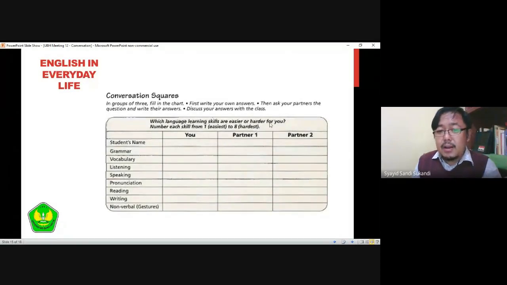Okay, which language learning skills are easier or harder for you? Easier, paling gampang, or paling sulit. The scale is from 1, easiest, to 8. For example, you list 1, 2, 3, 4, 5, 6, 7, 8. For example, grammar, number 8, harder. Vocabulary, number 4. Listening, number 3. Speaking, number 5. Pronunciation, number 1, is easy, for example. Reading, number 7. Writing, or non-verbal gestures. This is exciting for you to remember, to know. Non-verbal gestures means your body language.